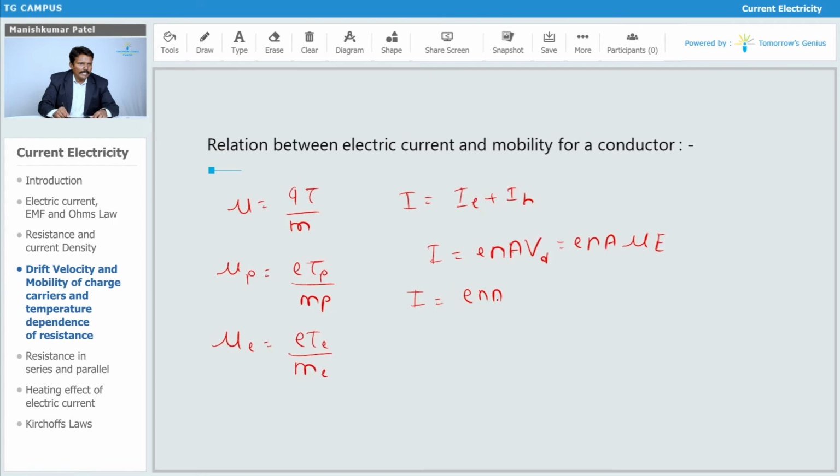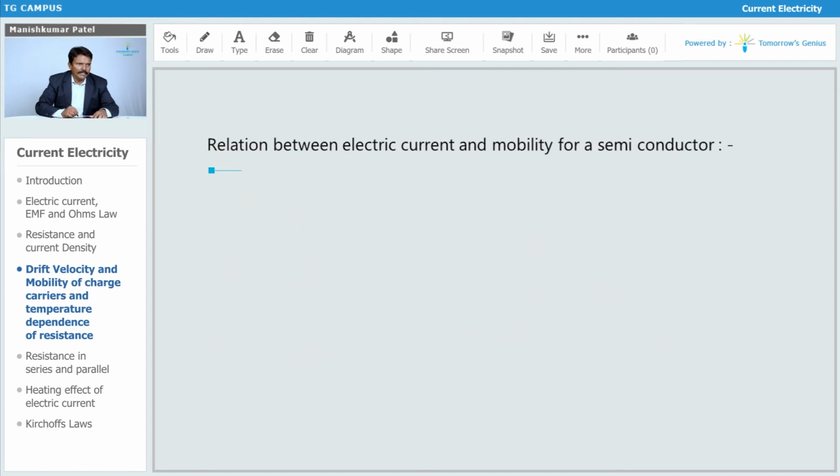So this is E N A for electrons with mu E and E, plus again E, then P, A, mu P, and E. So what can you take common over here? You can take common E and A, and further that is E A [N mu_E plus, instead of N, obviously now P mu_P]. Fine. So this is the value for your current. That is the relation between the electric current and mobility for a conductor. So that is the expression we have written over here.